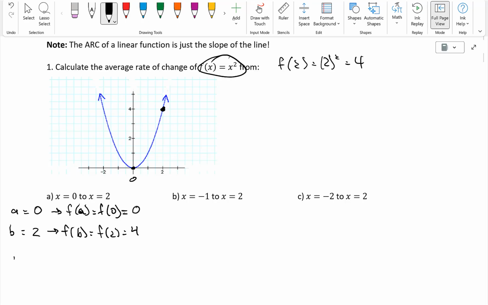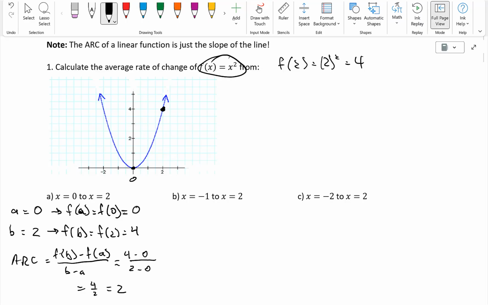So our average rate of change for this interval from 0 to 2, we can write it a couple times just to get used to it. This (f(b) minus f(a)) over (b minus a) would be (4 minus 0) over (2 minus 0), which is 4 over 2, or 2.